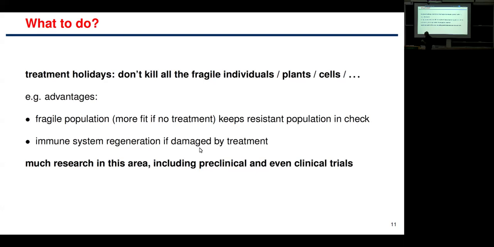So this has many advantages. One is about the competition between resistant and sensitive clones, so to speak, but also has advantages because, for example, the immune system may be damaged during treatment, and by giving these holidays, you have a chance to let the immune system reconstitute itself. So there's all kinds of advantages. And we know that, as we heard, for instance, in the workshop 2 weeks ago, there are even clinical trials right now going on for how to implement these kinds of things.